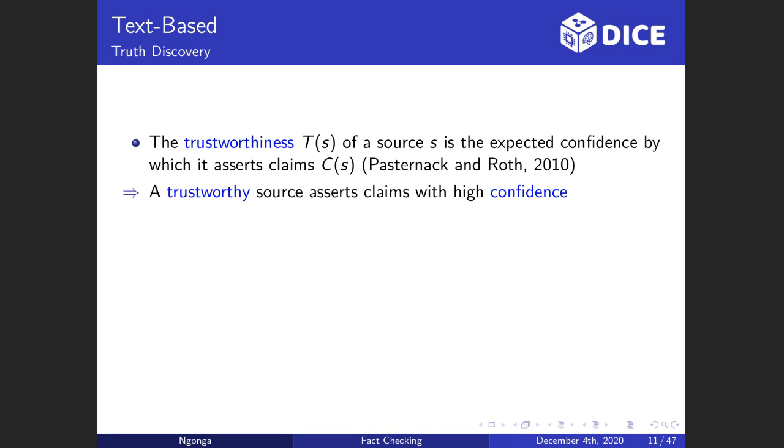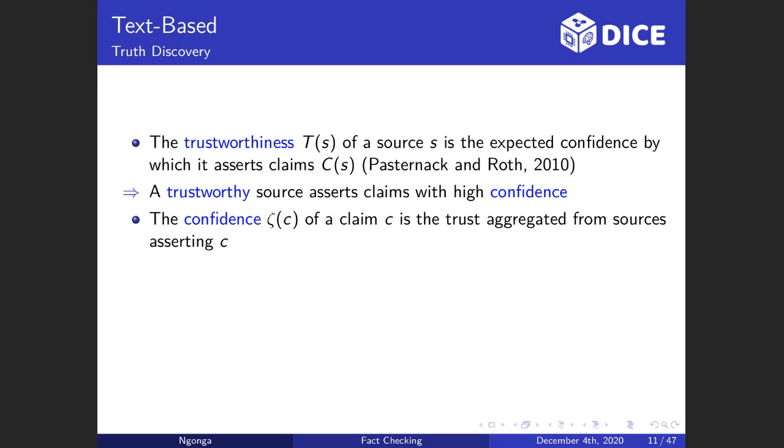All right, trustworthiness, and we'll basically say that a trustworthy source S asserts claims with high confidence. Now, on the other end, in the other direction, the confidence of a claim is the trust which is aggregated from the sources which assert C. So basically, very trustworthy sources will assert claims with high confidence, and we will compute the confidence of a claim by looking at how trustworthy the sources are.